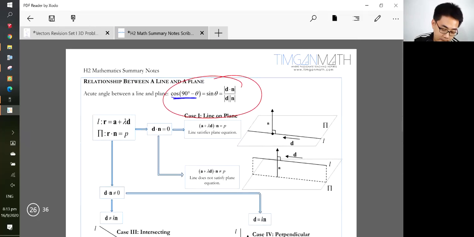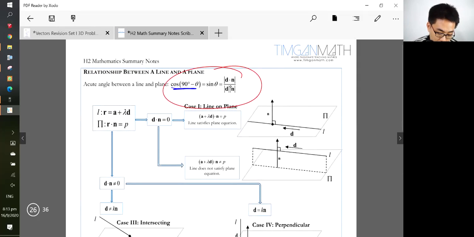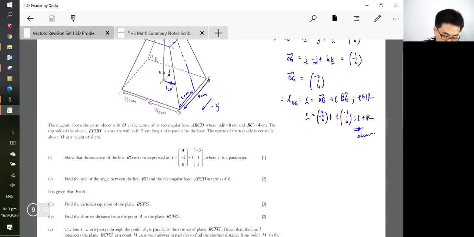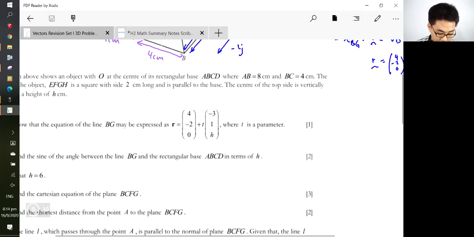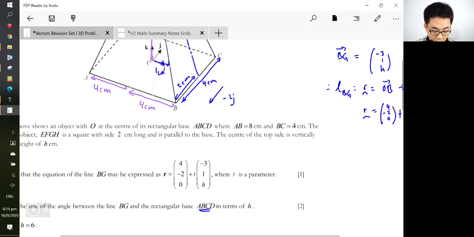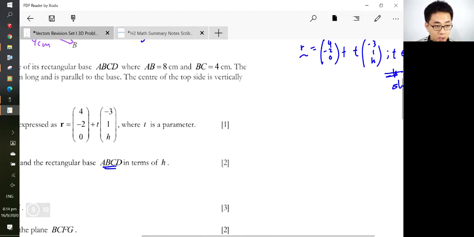Angle between a line and a plane would be sine theta instead. Okay, so just this one, just take note. So once this is done, what we're going to do is you find the sine angle between BG and the plane ABCD. Now, the normal of ABCD, some of you may not know what's the normal of ABCD.